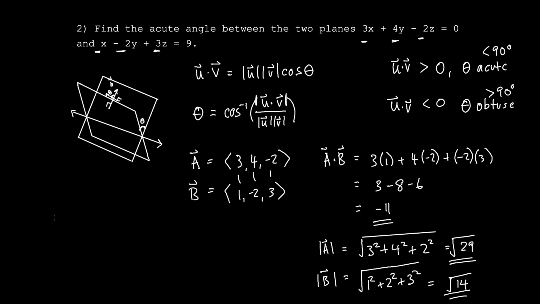Now let's plug this into the angle equation. The angle between the two planes is equal to cosine to the power of negative 1, or inverse cosine, or arccosine, times the absolute value of the dot product, so I'll just put 11 here, over the magnitudes multiplied together, so square root of 29 times the square root of 14. Now if you plug this into your calculator, and make sure that the calculator is in degrees if you want degrees, or radians if you want radians, you get 56.9 degrees.